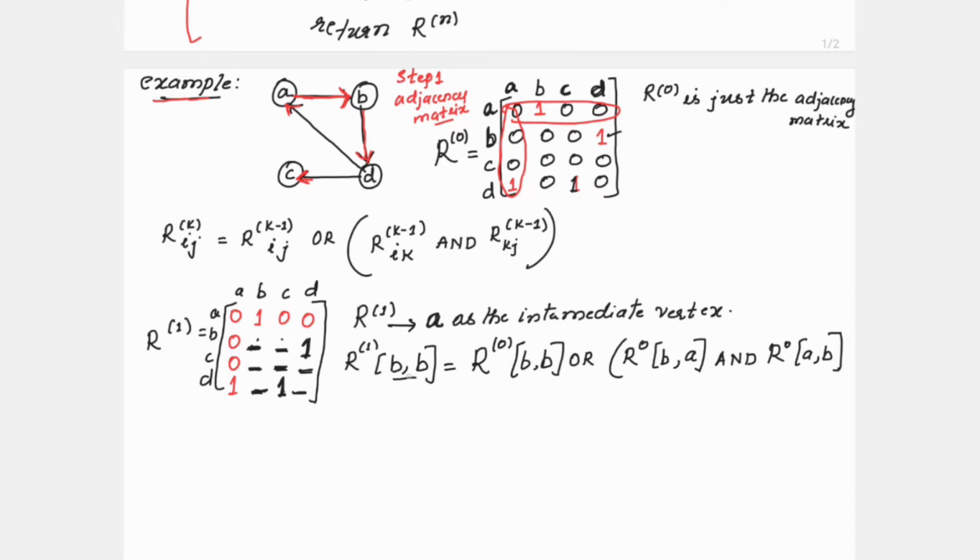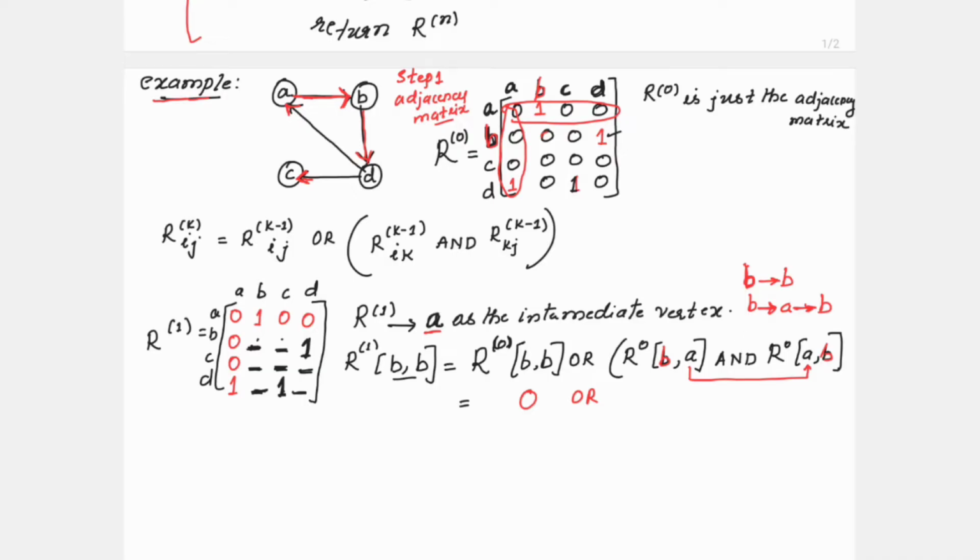R1 first we are computing B comma B. R0 B comma B is 0, so you will write it here 0, or and R0, and from the previous matrix, so R0 is your previous matrix. B comma B, we are checking here B to A and then A to B. Via A, what is the via A, whether you have a path existing or not. Hope you are getting this point.